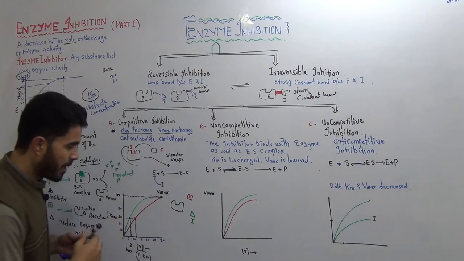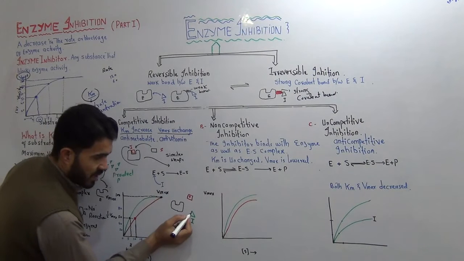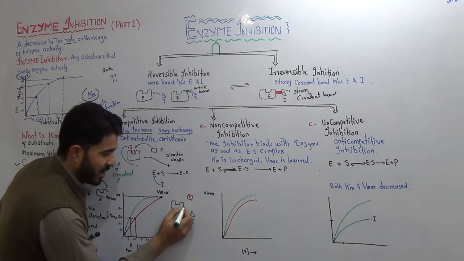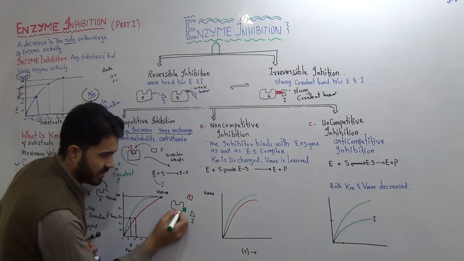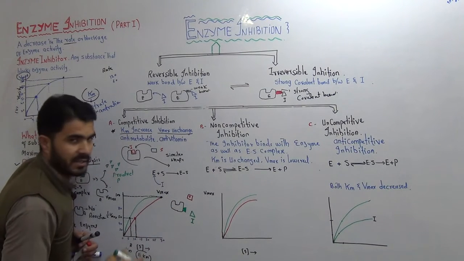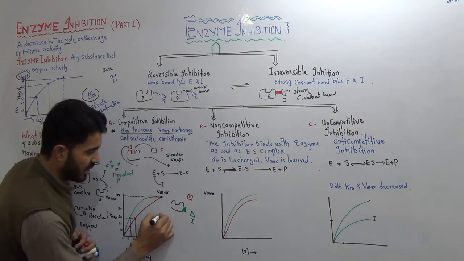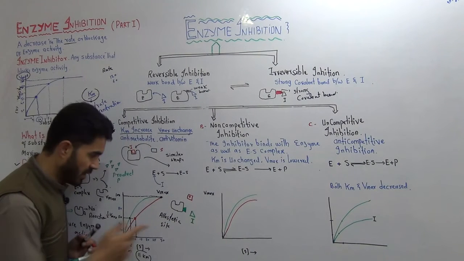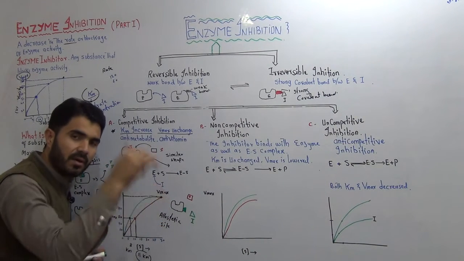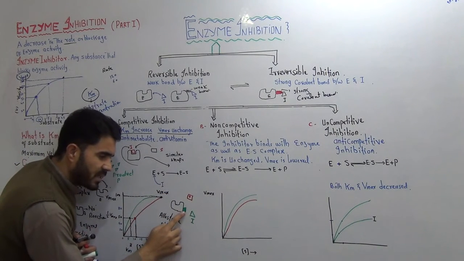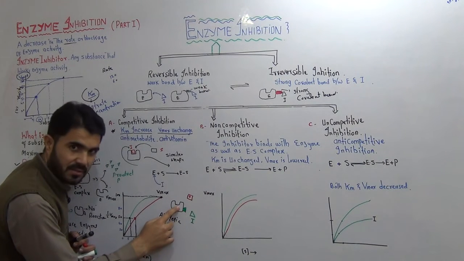But what happens here? In this case, non-competitive, the inhibitor attaches itself to the enzyme on another site other than the active site. Means there is another site. This is not the active site, this is some other site. You can call it the allosteric site. You can define it: the allosteric site is that site on the enzyme which is other than the active site. What happens when this inhibitor attaches to the enzyme's allosteric site?